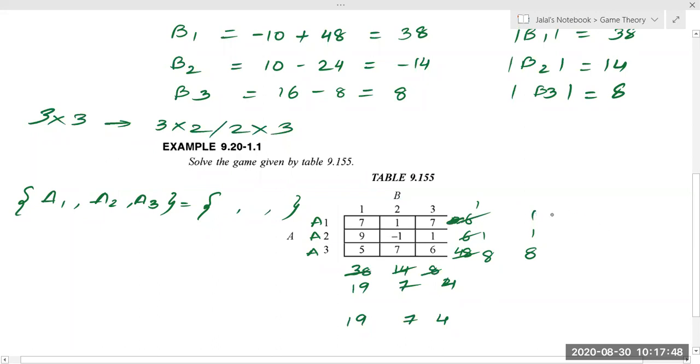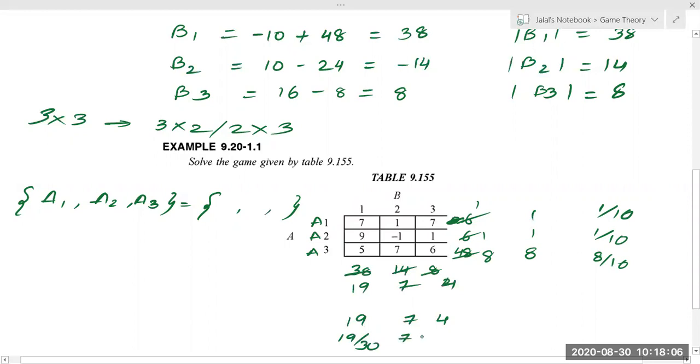Okay, so 1 plus 1 plus 8 is 10. So this probability will come out to be 1/10. This will again come out to be 1/10, and this will come out to be 8/10. Okay. Similarly, we will add 19 plus 7, 26 plus 4, 30. So this will come out to be 19/30.